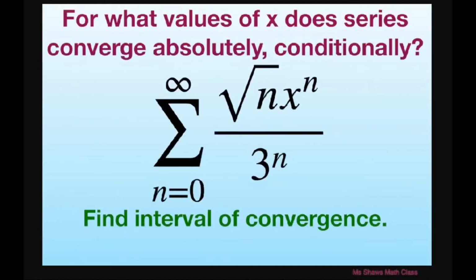Everyone, for what values of x does our series converge absolutely and conditionally? We're also going to find the interval of convergence. So let's use the ratio test and determine if it's absolute or not. So we're going to take the sum from n equals 1 to infinity of the absolute value of a sub n.